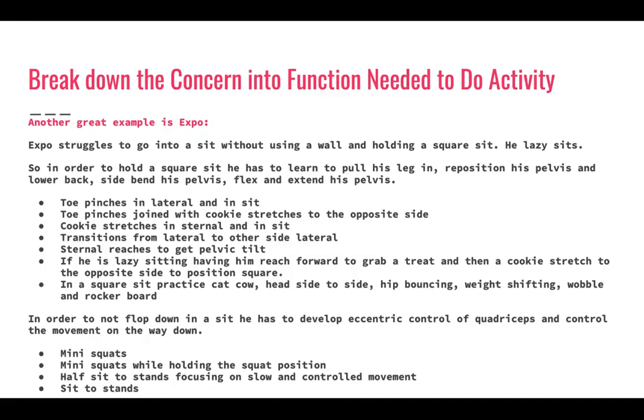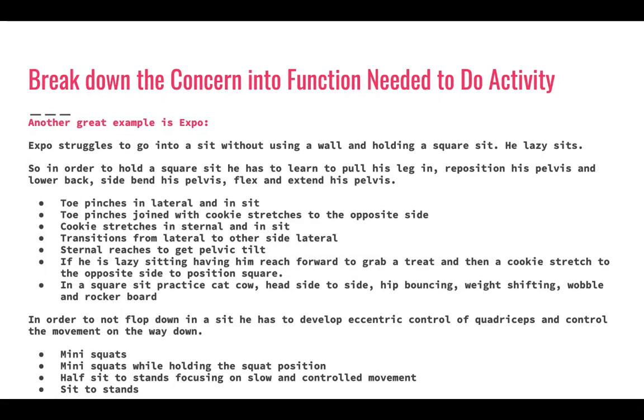So one of the very first things I was working on is, I think we should work on toe pinches in lateral and in a sit so that he learns that very first movement of, oh, if I'm going to sit square, I have to pull that leg in. That's the very first movement, to get my legs under me. Then it's toe pinches joined with cookie stretches to the opposite side. So if you have a dog that is lazy sitting with the legs straight out, very first movement is pull the leg in. After that is shifting over so that the pelvis is sitting square.